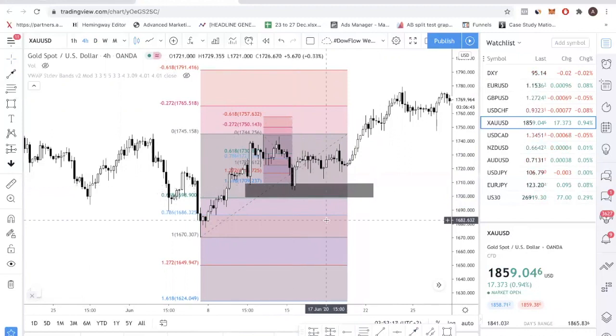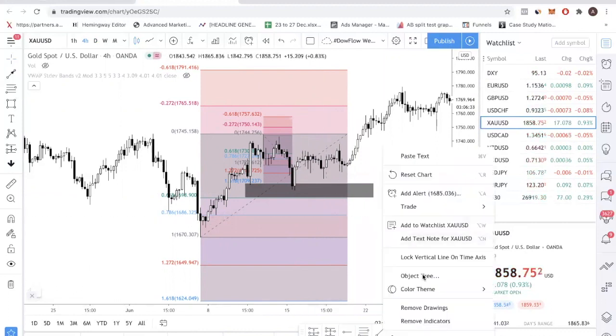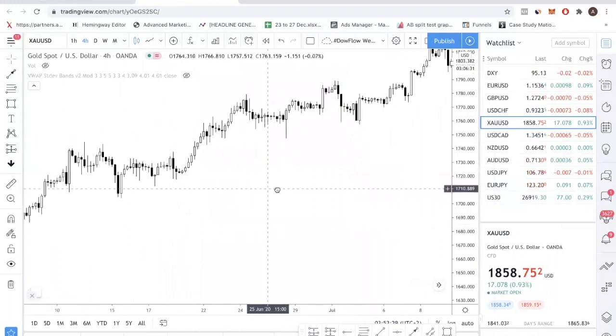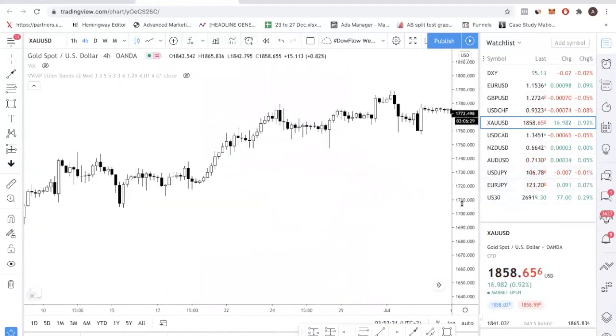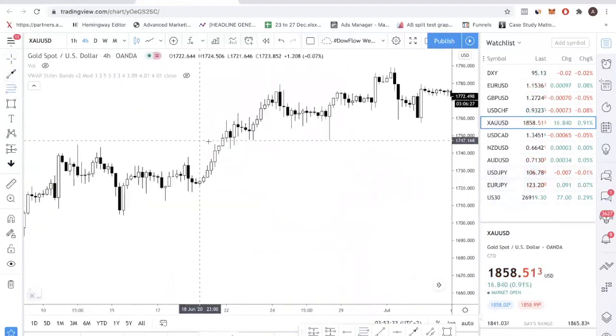So you can see that this is how we do it. It's not perfect every time. The levels are not very perfect every time, but I just want to show you how to do it. Okay, so let me show you another example. Let's say we use this one over here.